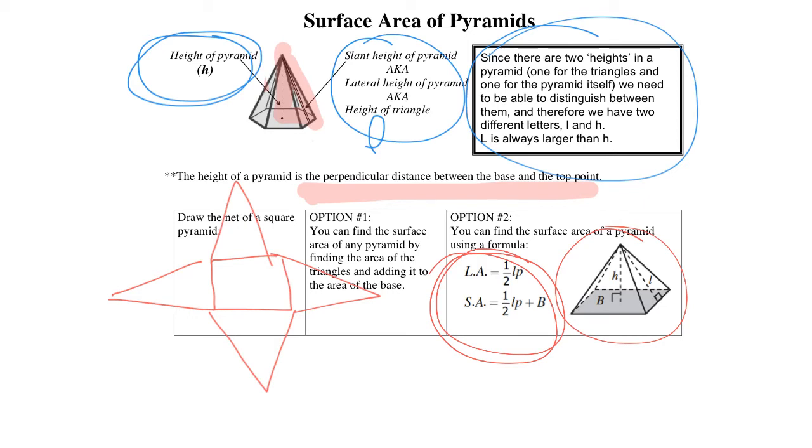The second part of the formula, our second option, is a surface area formula, which is 1/2 LP plus capital B. Again, capital B stands for the area of the base. So we're just adding in that extra piece because we're adding in the actual area of the base. That's your normal surface area formula. Just sometimes we don't want the base and we just call it the lateral area.